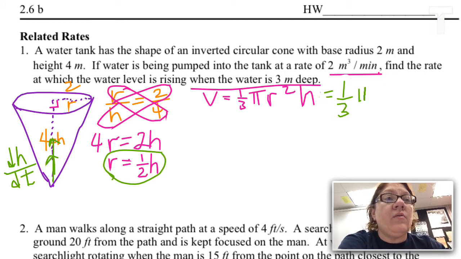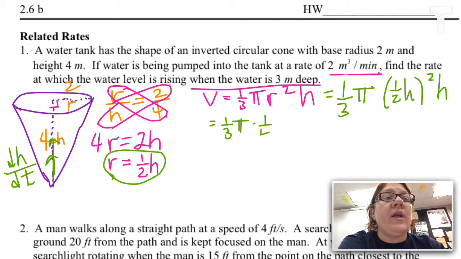1/3 pi still, but in place of the r, I'm putting the 1/2 h, and then I'm going to simplify it out, so I'll have 1/3 pi, and then a 1/4 h squared times h, and that of course all simplifies to 1/12 pi h cubed.